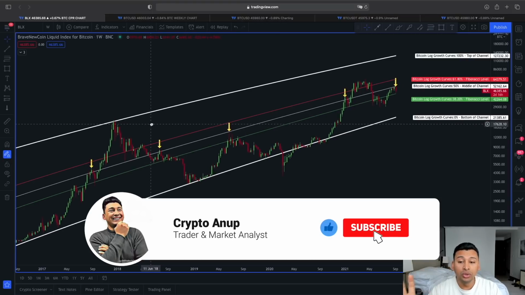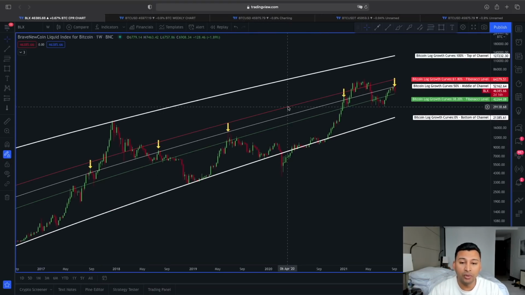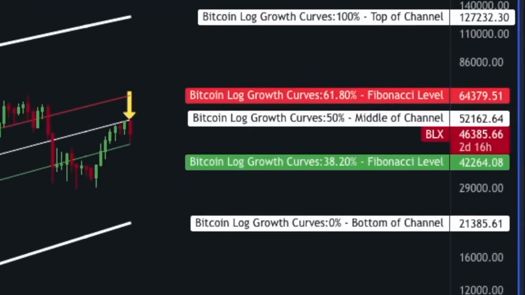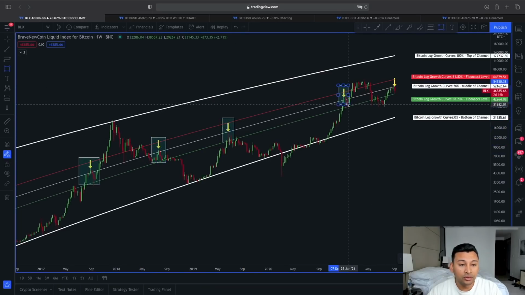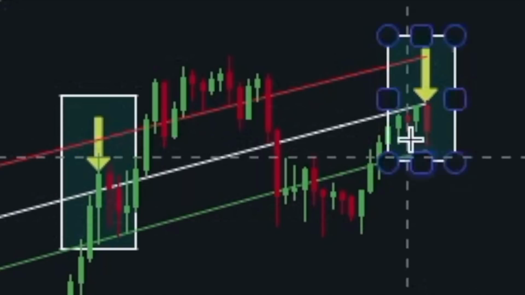For me right now, this weekly using the Bitcoin logarithmic growth curve is also very important for Bitcoin, because every time we have approached the central line, the Bitcoin logarithmic growth curve 50%, the middle of the channel, we have found a strong resistance, not just once, twice, but many times. And that's why when the price was approaching the central line, we said, be careful, because this line was a strong line of resistance and we could also face another resistance after reaching that area. And this is what we also saw playing out with Bitcoin.